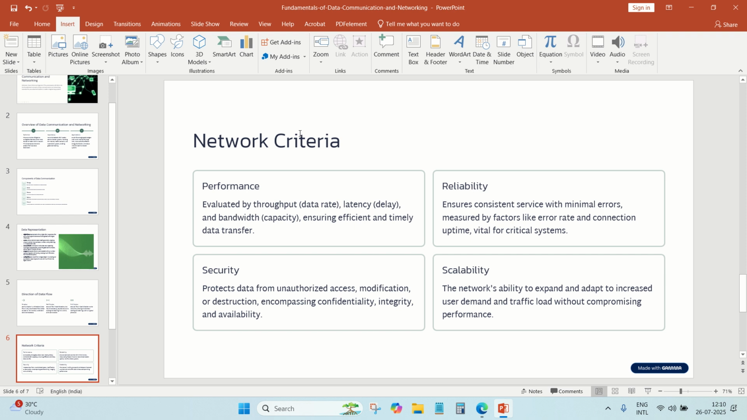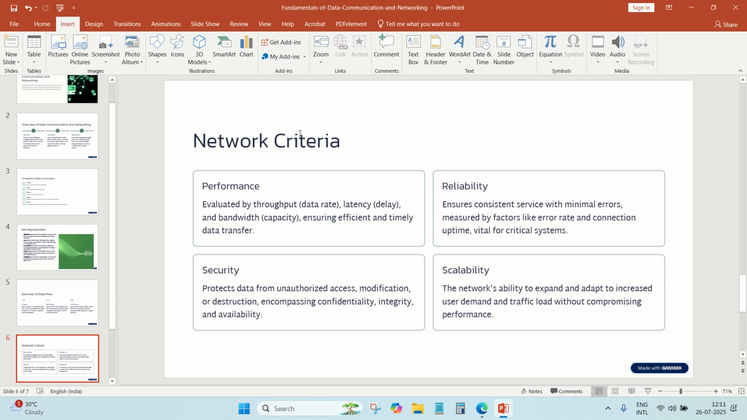Reliability. In addition to accuracy of delivery, network reliability is measured by the frequency of failure, the time it takes a link to recover from failure, and the network's robustness. This ensures consistent service with minimal errors. It is measured by factors like error rate and connection uptime, which is vital for critical systems.